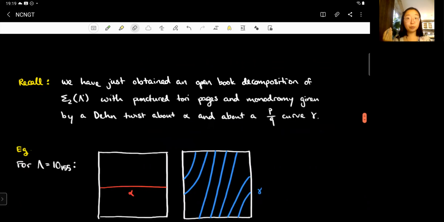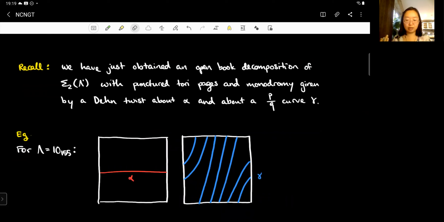Okay, so you'll recall where we left off in the last video. We just obtained an open book decomposition of the double cover of the transverse push-off of lambda. This open book decomposition has punctured tori pages, and the monodromy is given by a Dehn twist about the curve alpha and about some PQ curve, which we call gamma. So for the 10-155 knot, alpha and gamma are pictured here, and gamma is a 2-5 curve.